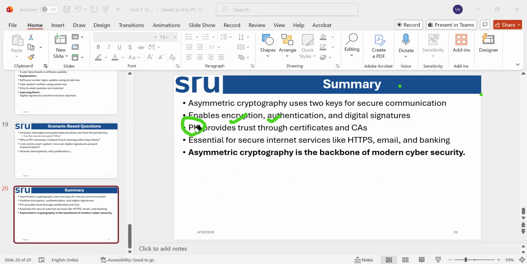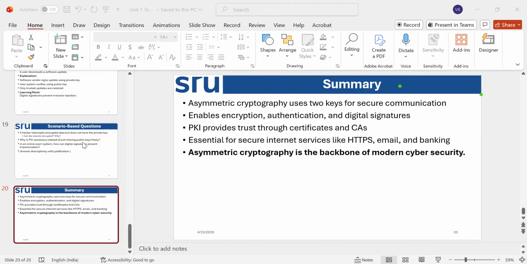I hope you understand these things. We understood the scenarios, we understood PKI, and how asymmetric cryptography works, why it is there, what the need is, and what the difference is between symmetric and asymmetric. So one by one, I will go from the last slide, the summary of asymmetric cryptography, from bottom to top, so that we can recheck, and finally I will summarize everything so we can sum up today's lecture.